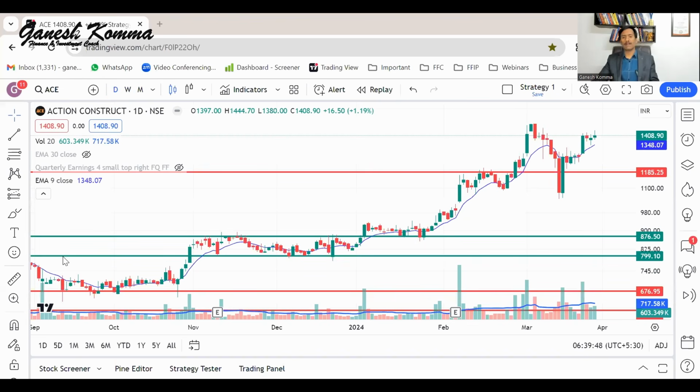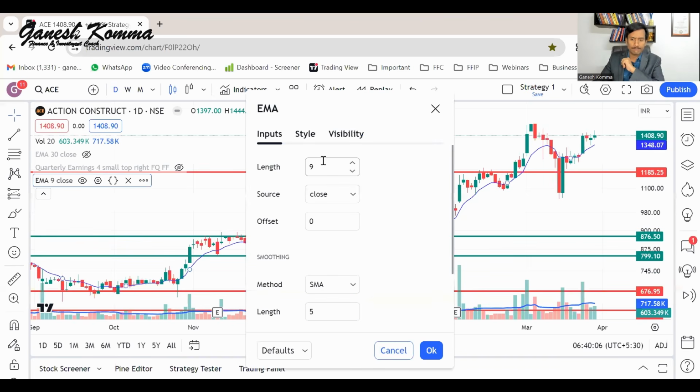So before discussing more on EMA, the first thing we will do is load the exponential moving average of 200 days. Once I've loaded my indicator, I'll go to the settings part and I will select 200 here, right? 200. So what does this mean?